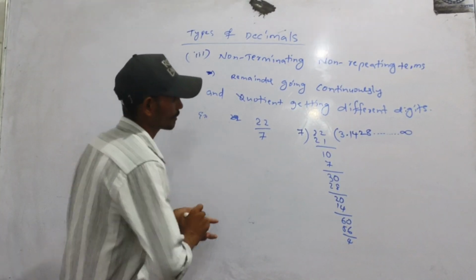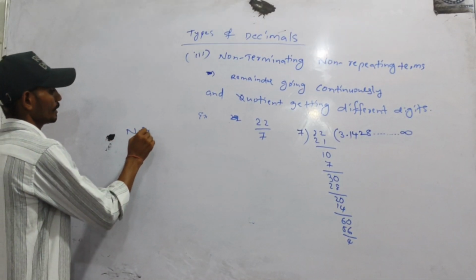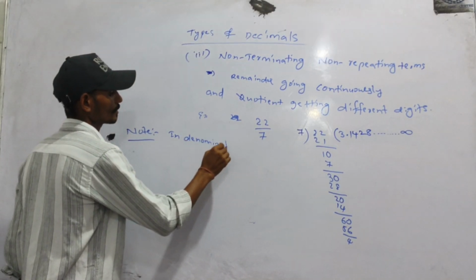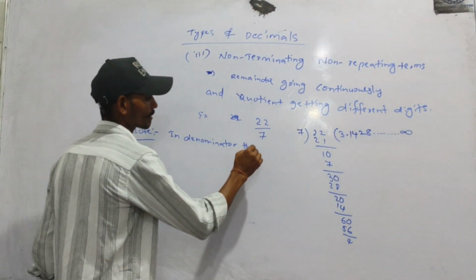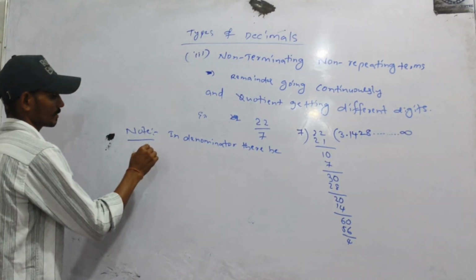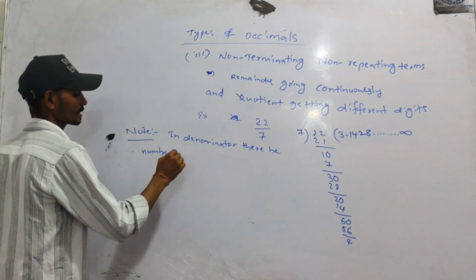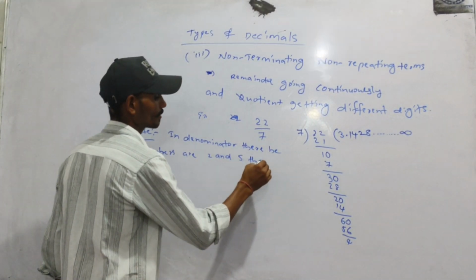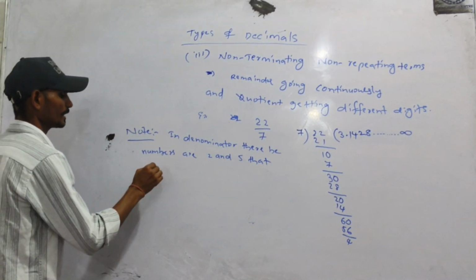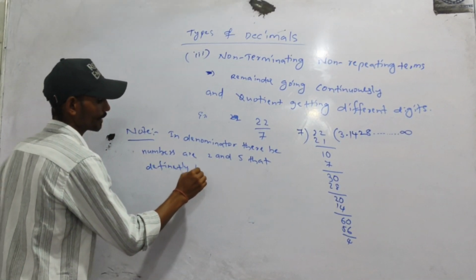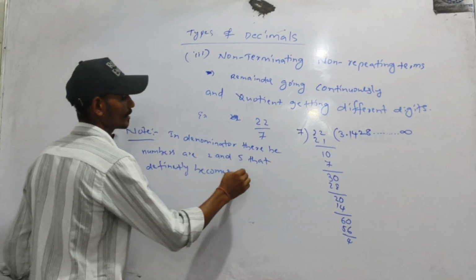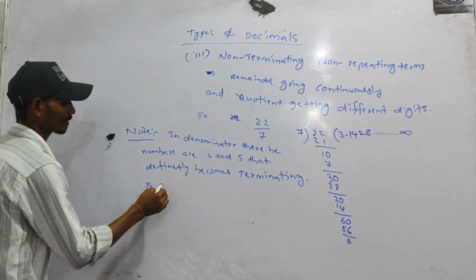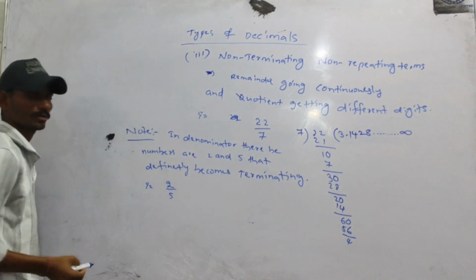Next, take one note. Note means important point. In the denominator, if the numbers are 2 and 5, that definitely becomes terminating. Example, 2 by 5.